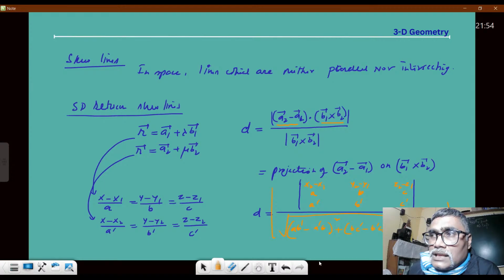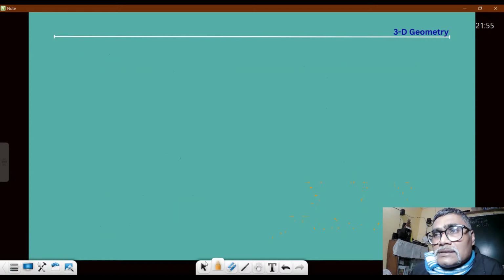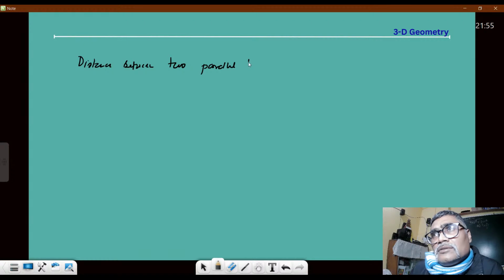Now the last conceptual thing, after that we can start with the problems: the distance between two parallel lines. This is a little critical, though I'll not say very, but students sometimes miss it. How would parallel lines be identified?